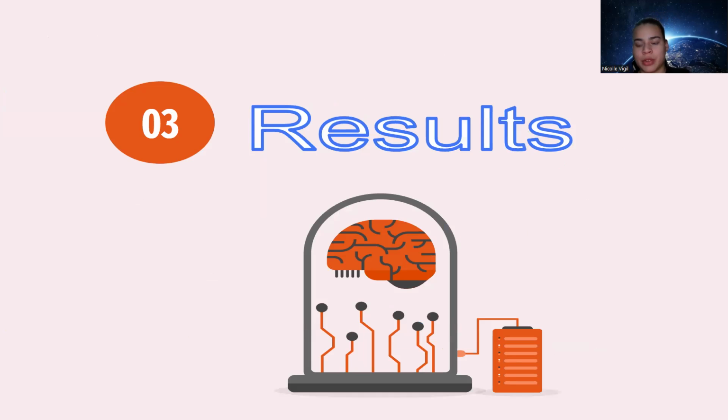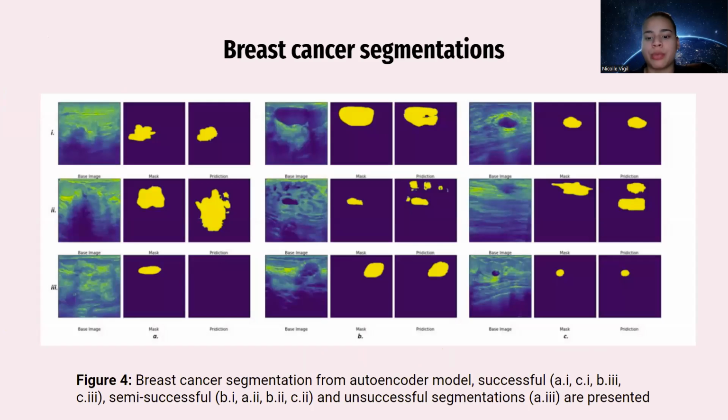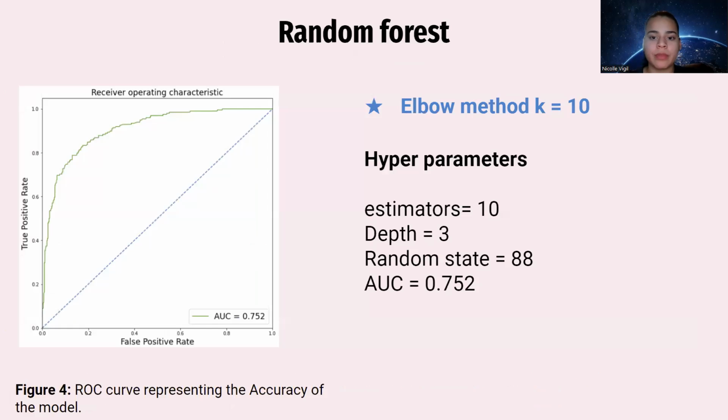Now we're gonna discuss the results. So for the breast cancer segmentations, we can see here that the model segmented some areas of the breast. However, there are some examples, as we can see for A3, that it was an unsuccessful segmentation, and this just tells us that the model could segment some areas, but there is still room for improvement in the future.